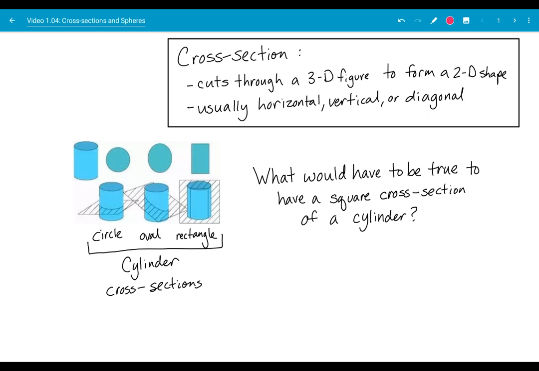I know it sounds more complicated than it really is. You can think of slicing bread or something like that: when you slice it, if you look at the flat side, you'll see a shape. So we call that a cross section.